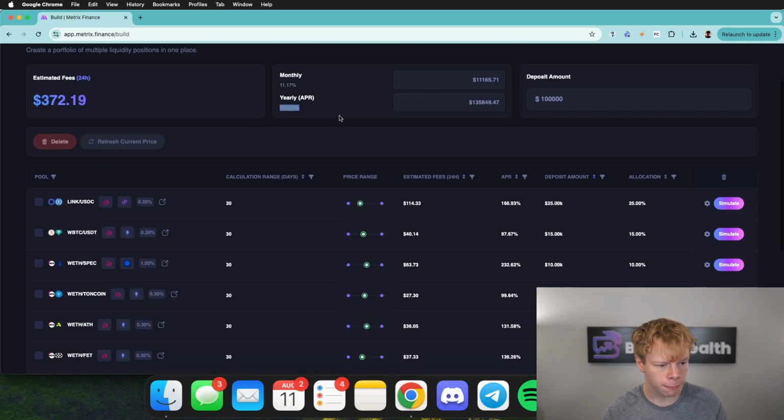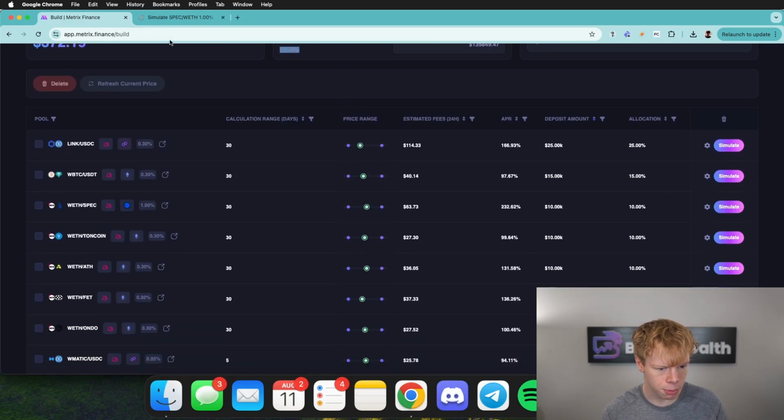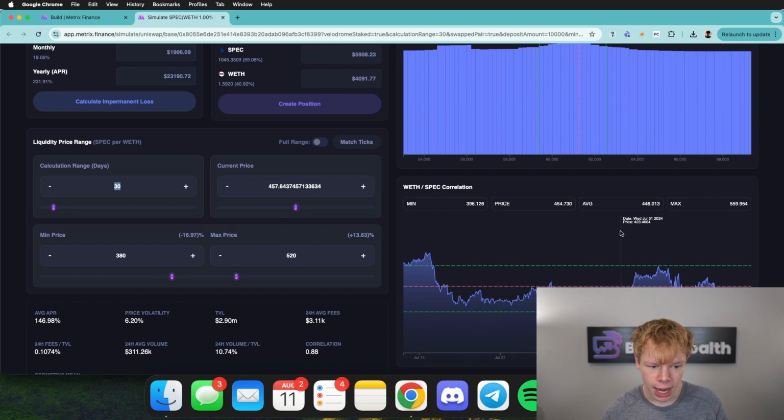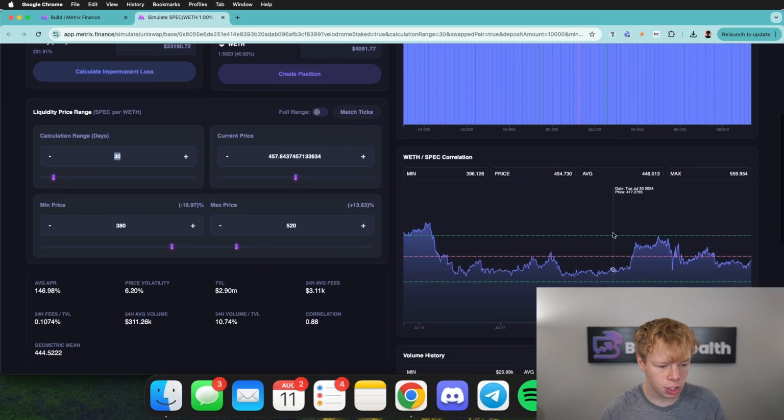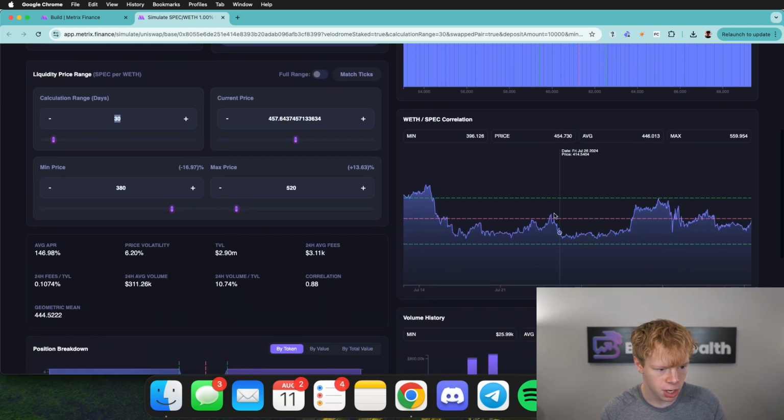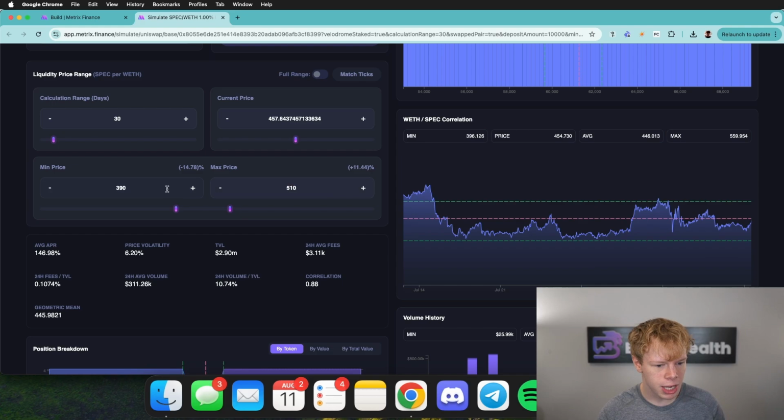Now we're at 135% APR, so let's dive into Ethereum to spec. Now the one that we don't want to go too tight on is going to be the Ethereum to spec position, because this is a relatively volatile position. But still, over the past 30 days, we have consistently stayed in range. So let's put our min price at something like 390, just ever so slightly rebalance a little bit, just like that. 390 to 510.